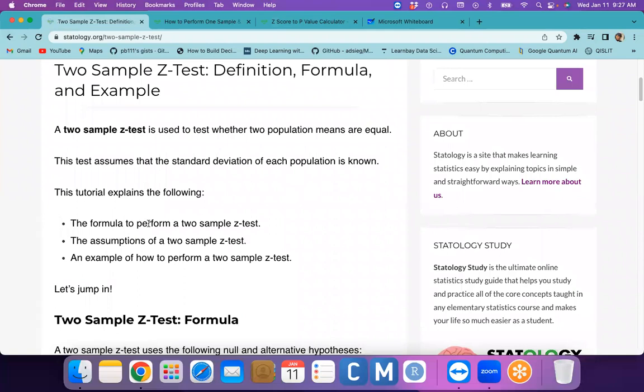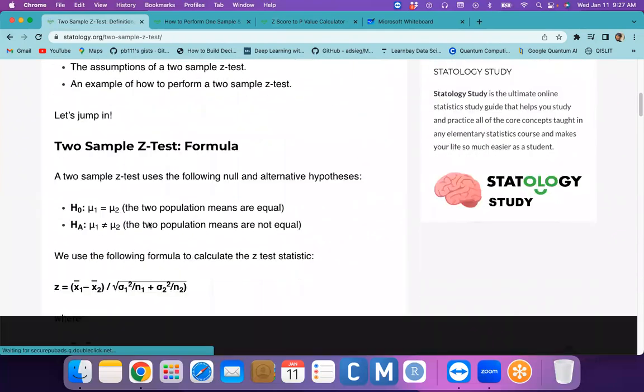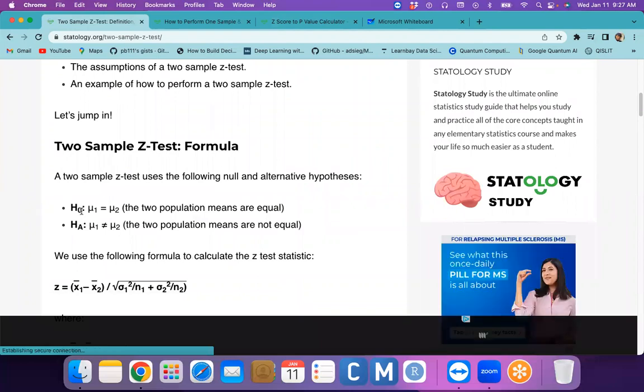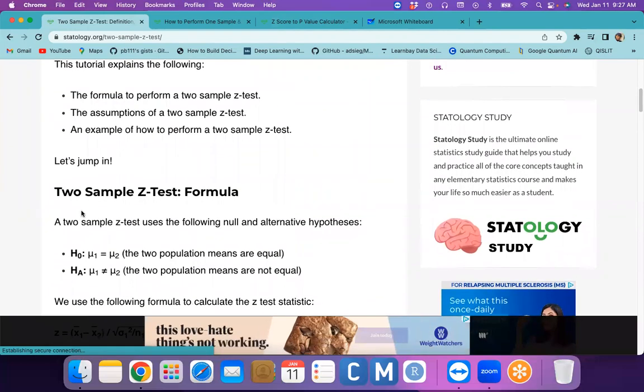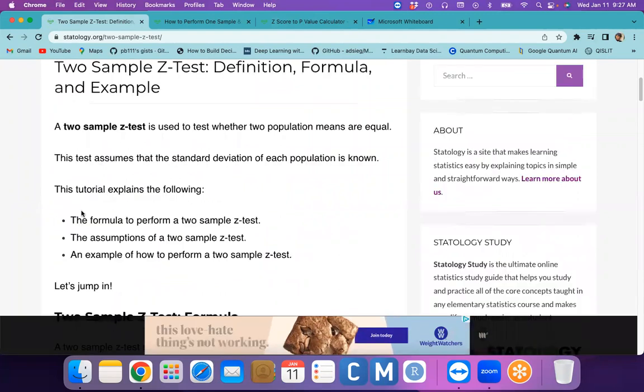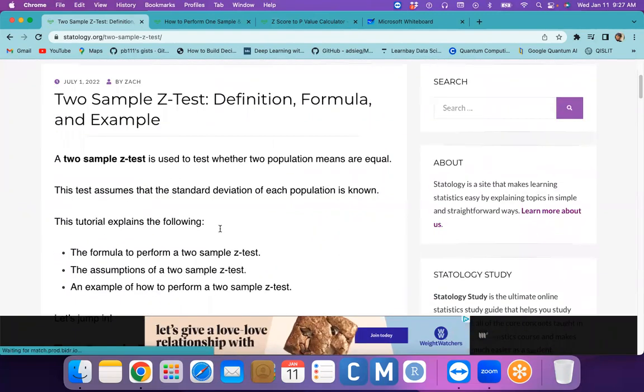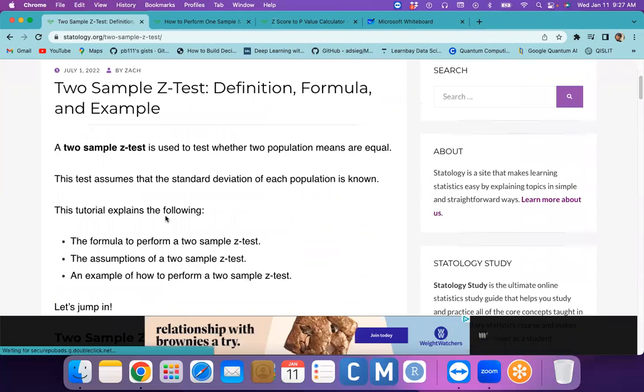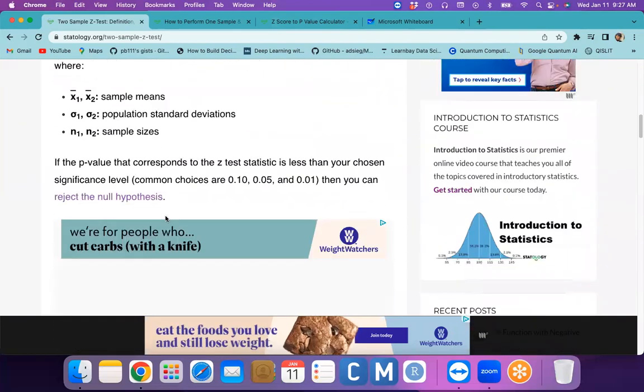Okay, so when we have two samples and we want to compare the means of those two samples, then we can go for the two sample z test. Make sure that both samples are independent. That is the assumption here. Both populations are individual, they're not the same.